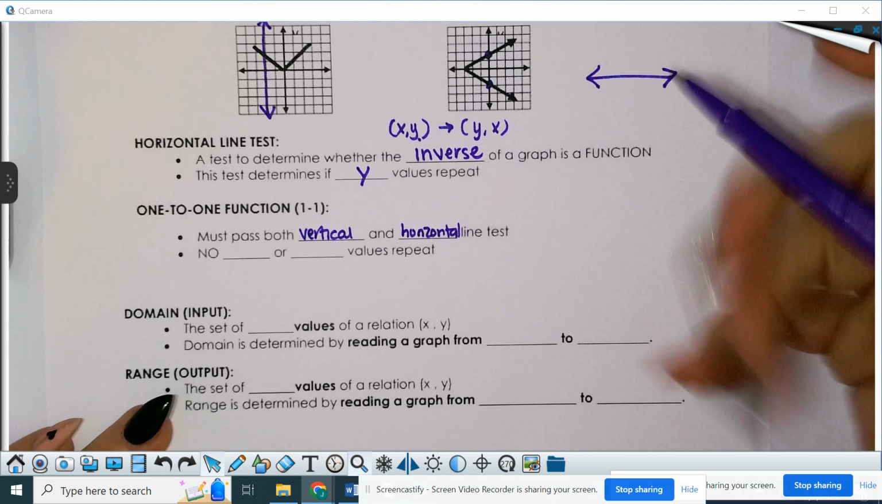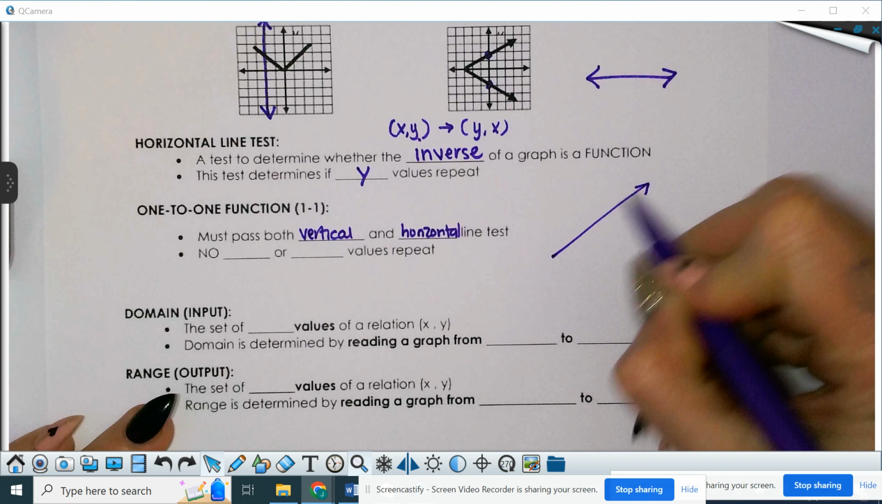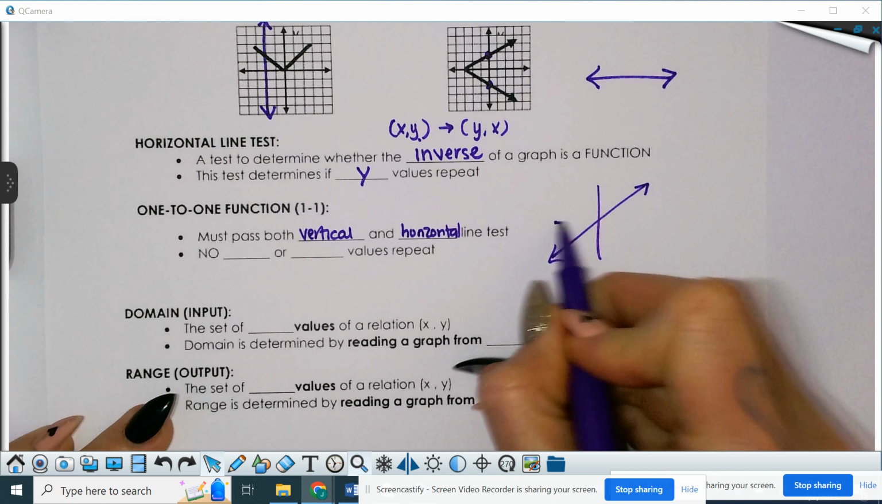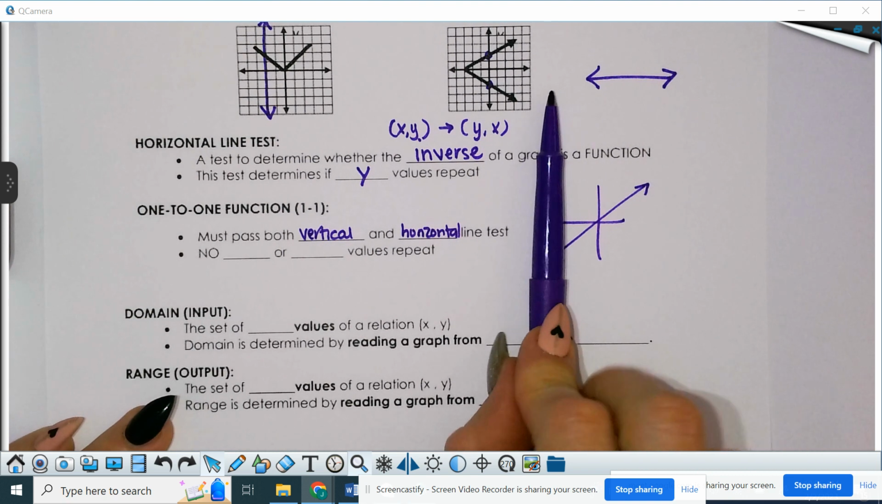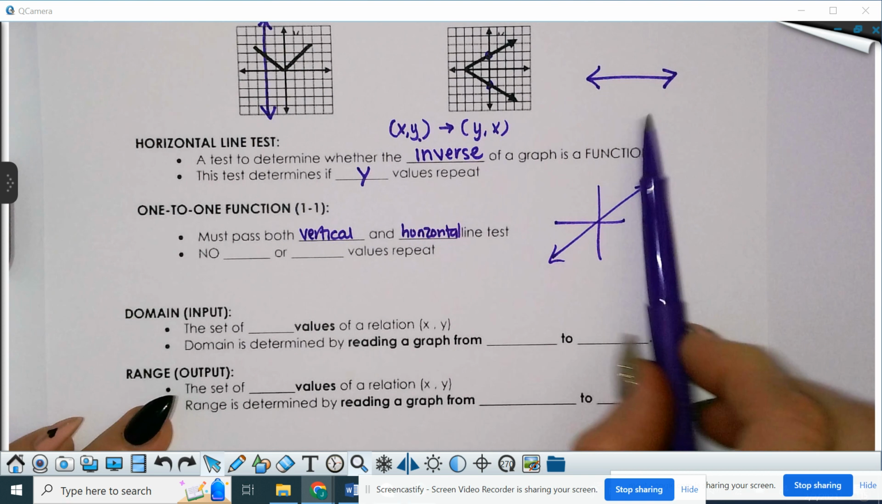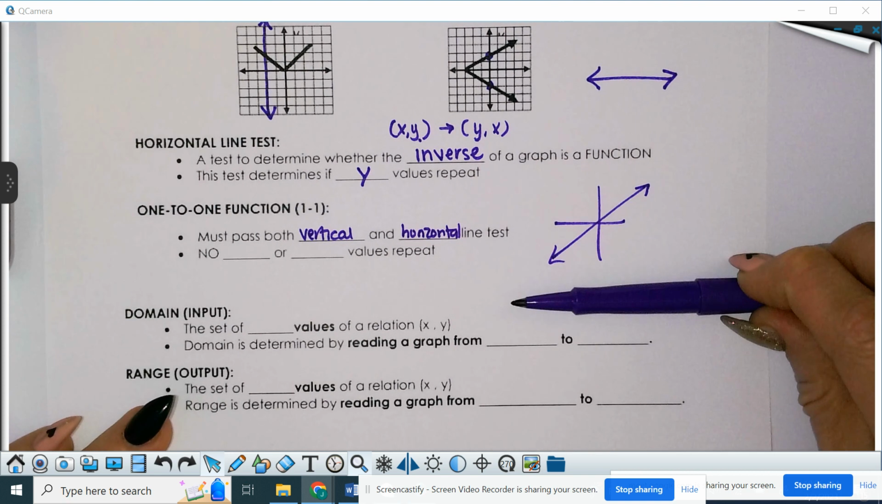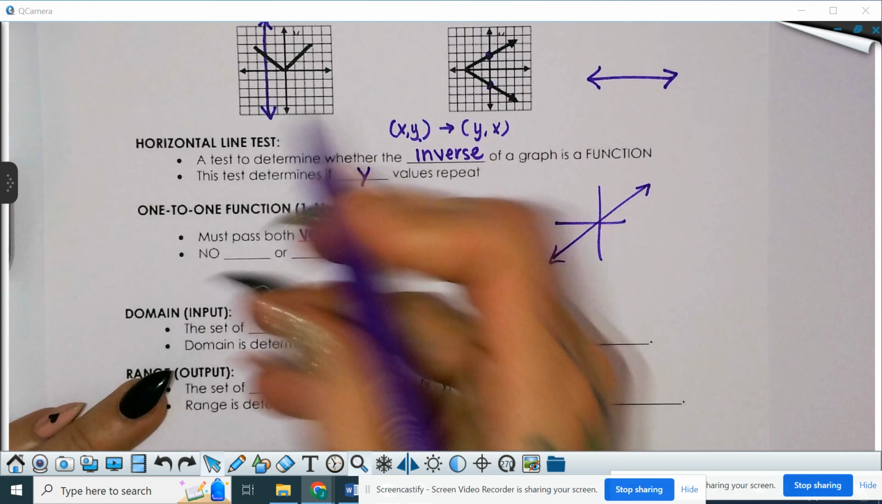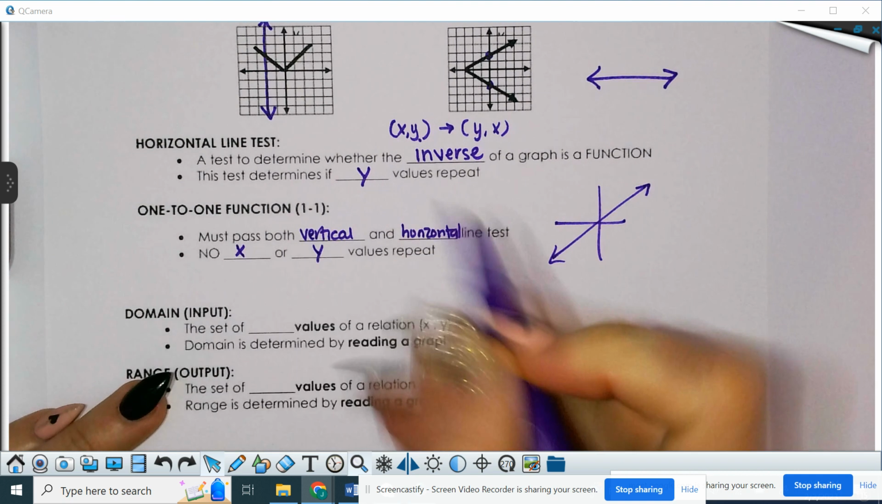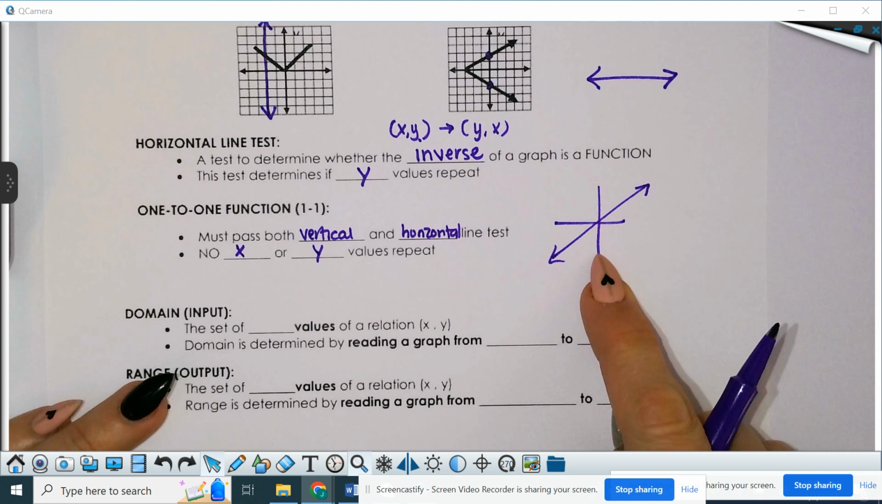But if you think about a linear graph, just a straight linear graph, it's going to pass the vertical, and it also passes the horizontal. So the y's never repeat and the x's never repeat. So no x or y values repeat. Then it is a one-to-one function.